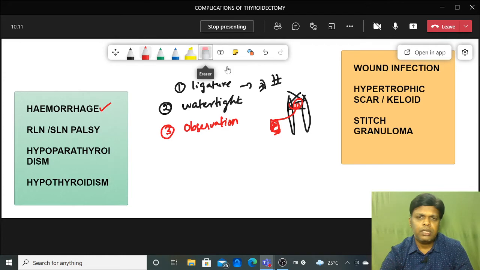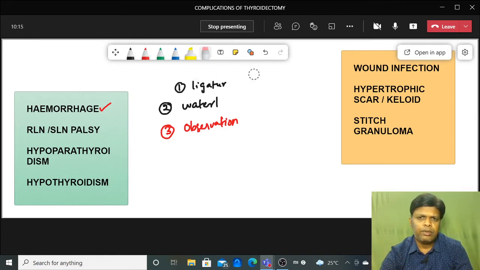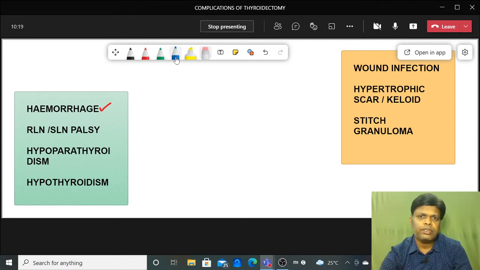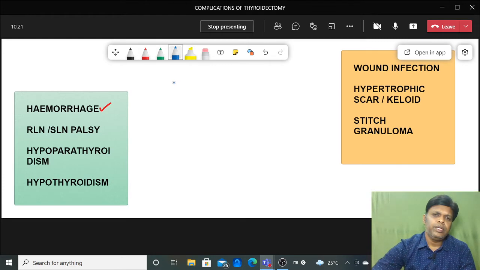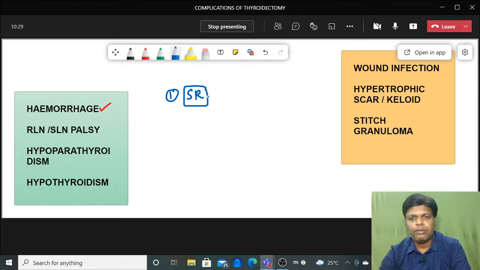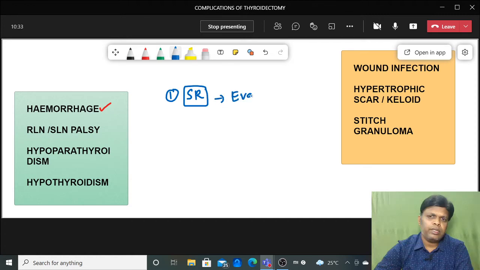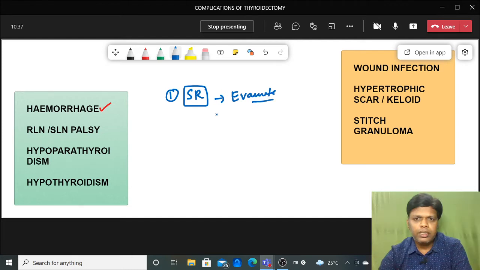Once a hematoma is formed, what will you do? The first step, immediately, is to let out the sutures and relieve the tension. Try to let out the sutures and evacuate the blood clot, so that the tension will be relieved and the patient will be relieved of the respiratory obstruction.